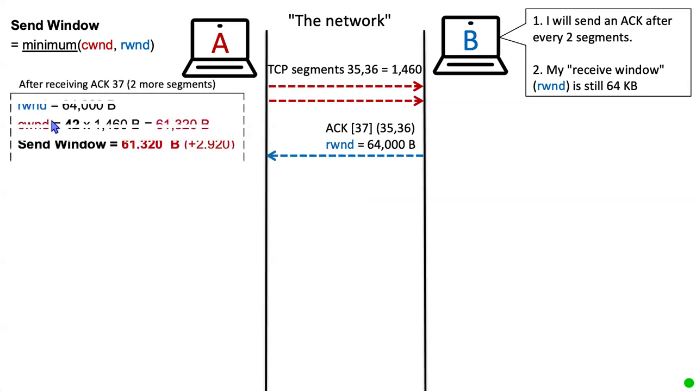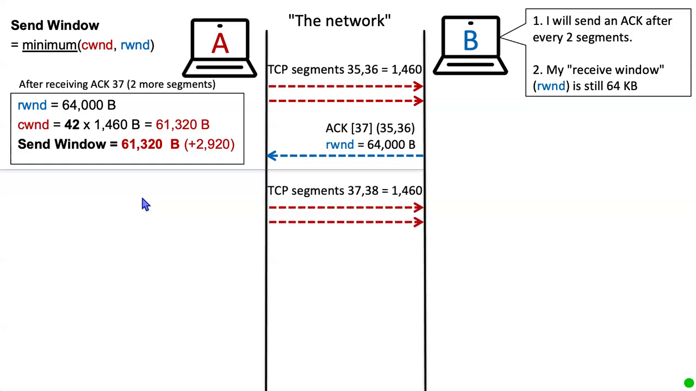All right, now we're getting close. Our congestion window is now, by increasing it another 2,920 bytes, 61,320 bytes. Getting close to that threshold, what the receive window is. So our send window is getting close. Okay, send another couple of segments.